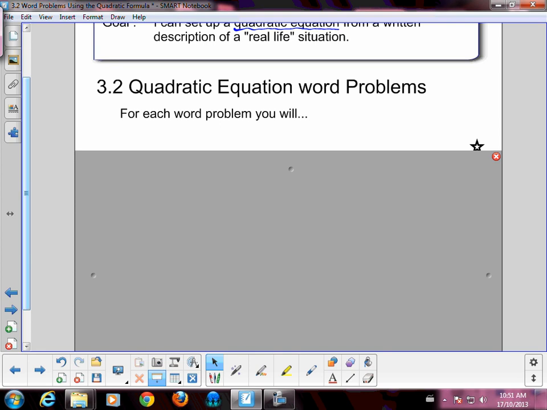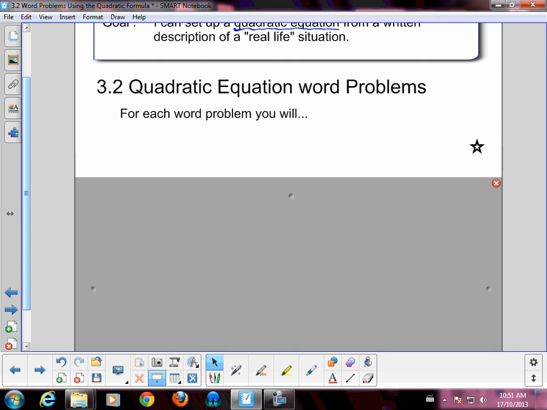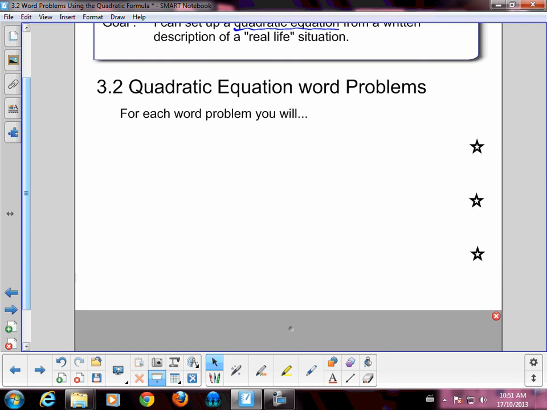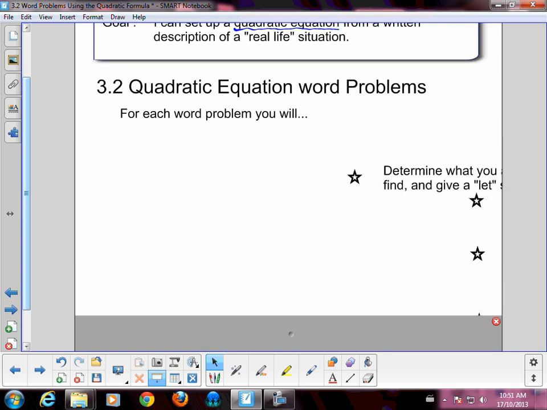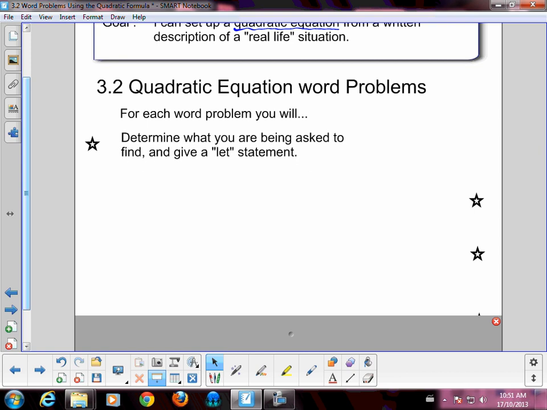When we're looking at word problems, and specifically quadratic word problems, the first step is to determine what you're being asked to find. Obviously, you have to know what you need to find and give some kind of let statement, especially if you're defining variables.